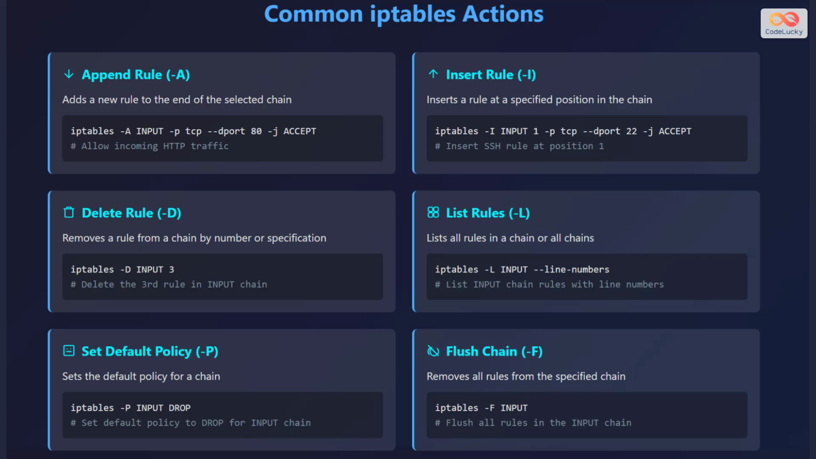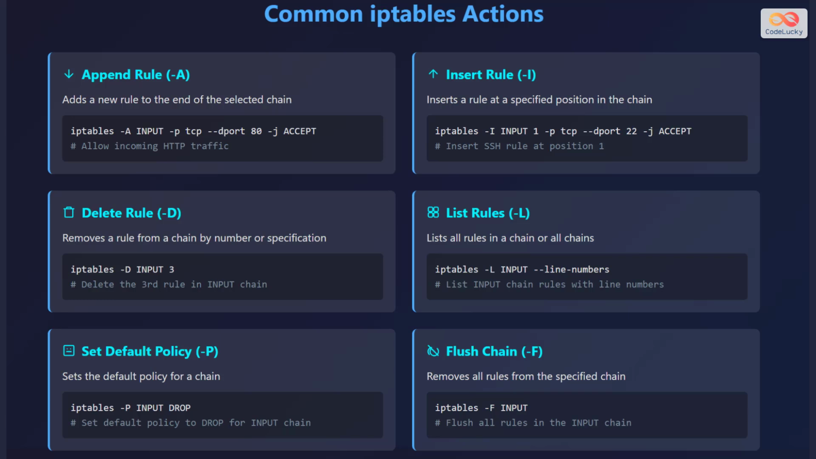position 1. Delete rule removes a rule from a chain by number or specification. For example, iptables -D INPUT 3, which deletes the third rule in the INPUT chain. List rules lists all rules in a chain or all chains. For example, iptables -L INPUT --line-numbers, which lists the INPUT chain rules with line numbers.